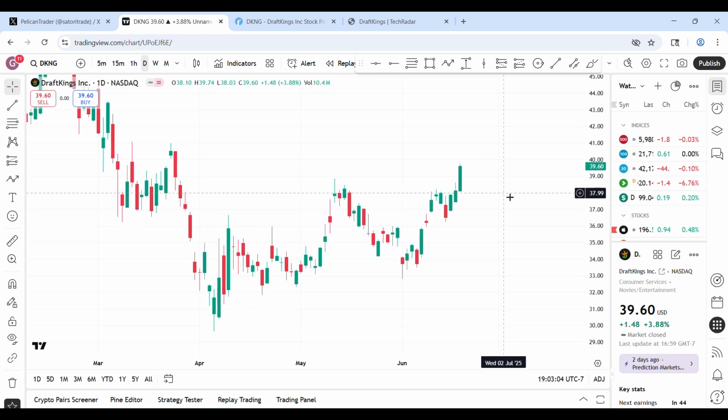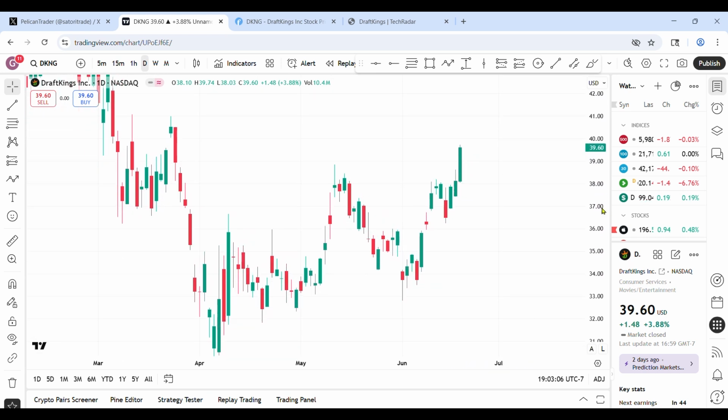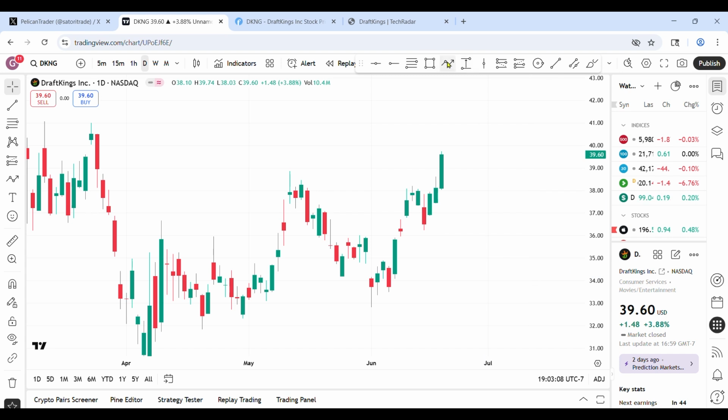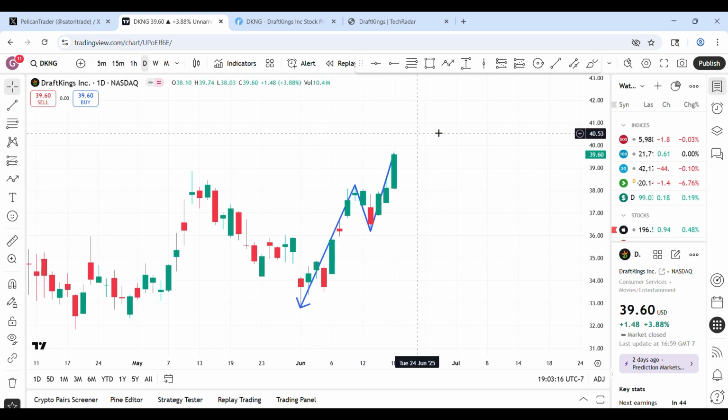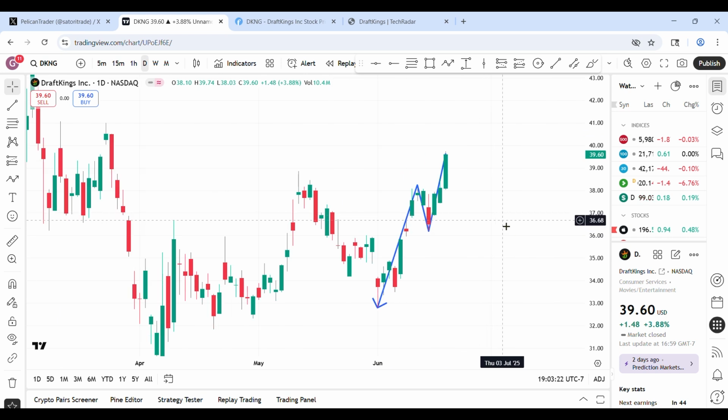The way we're going to do that is we're simply going to look for the two most recent highs and the two most recent lows. So when we go from high to low, low to high, high to low, we'll notice that as they're moving from left to right, the highs are moving higher, and the lows are also moving higher. So just on Wednesday, DraftKings, symbol DKNG, entered into a new uptrend.